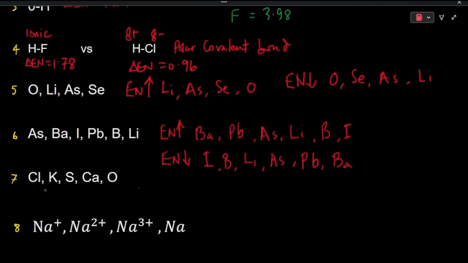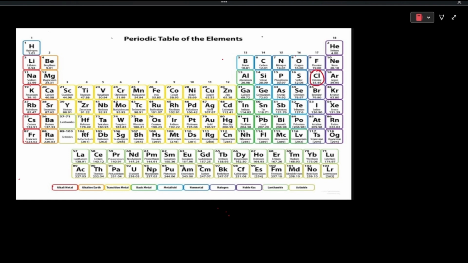Now, we have chlorine, potassium, sulfur, calcium, and oxygen. Let's locate them on the periodic table. We have chlorine, potassium, calcium, sulfur, and oxygen. Now, sulfur is to the left of chlorine.